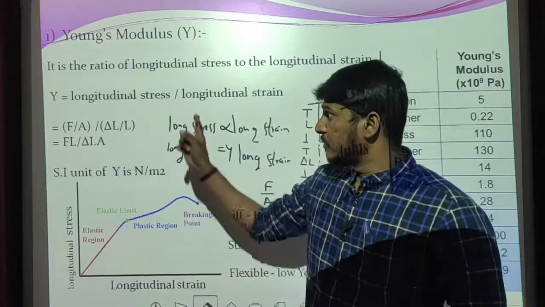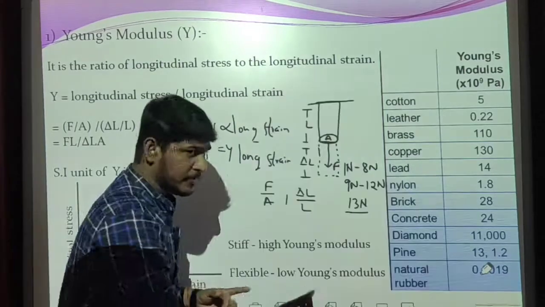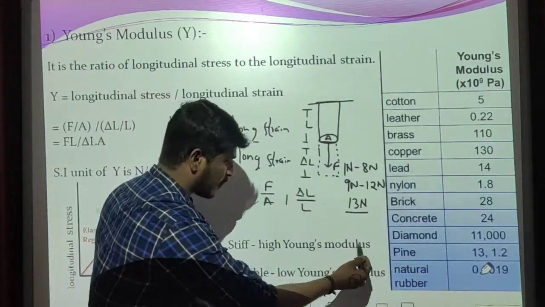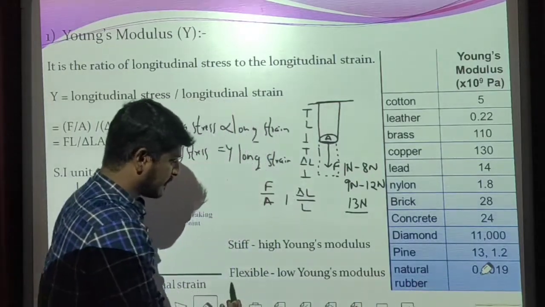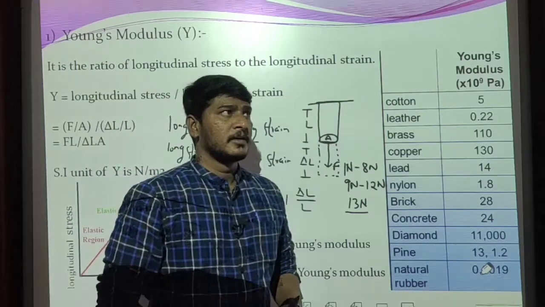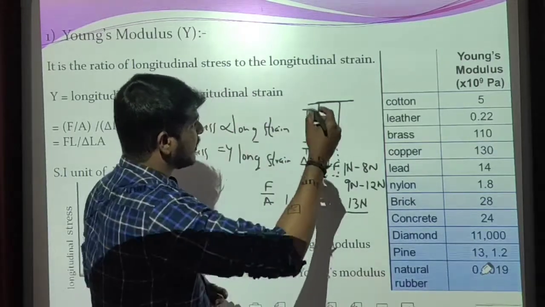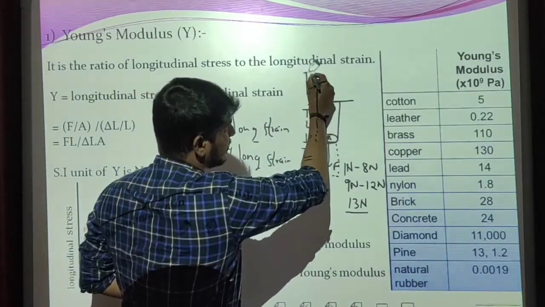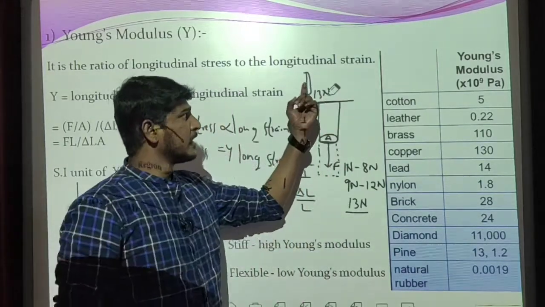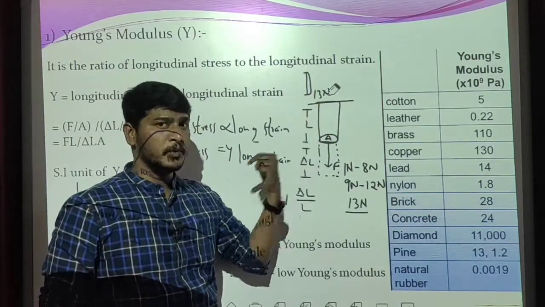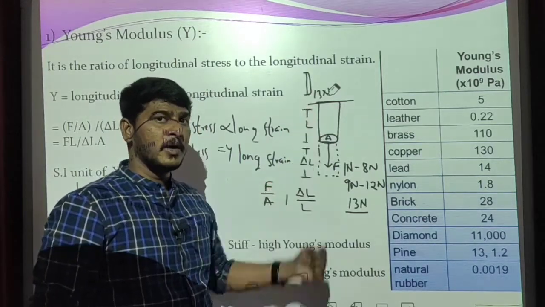From Young's modulus, we can judge the strength of the material. If a material has high Young's modulus, then it is stiff. If it has low Young's modulus, then it is flexible. We have already seen that. Let us suppose I take a rubber band and apply 30 Newton force. Then this rubber band will break into two parts. It is because this rubber band has a very low Young's modulus.